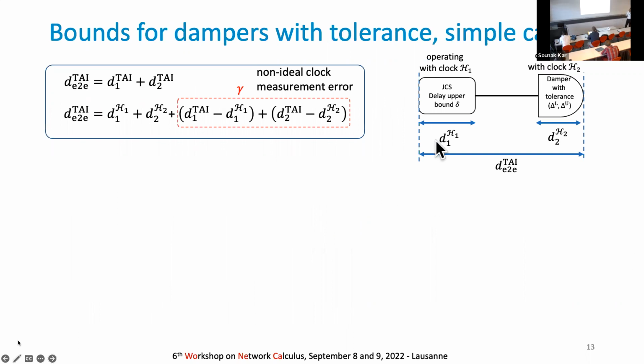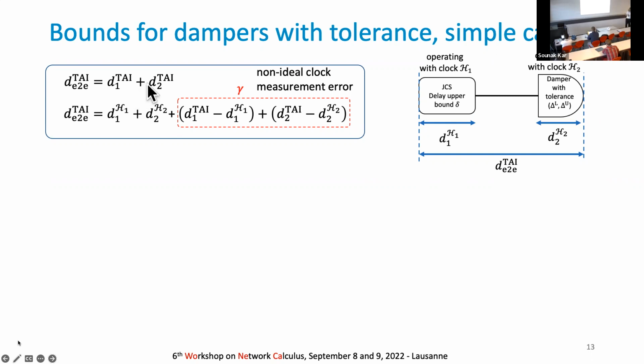So we have one JCS here and simply one damper here. We would like to compute an end-to-end delay from here to here. So what would be the steps? To compute a delay bound, we just decompose this delay into the part related to the JCS and the part related to the damper. And they're both in perfect timing, right?